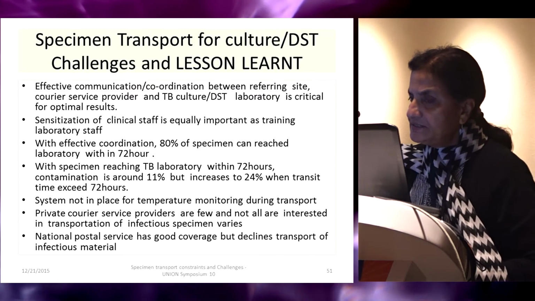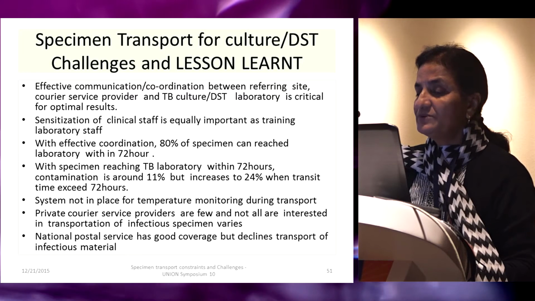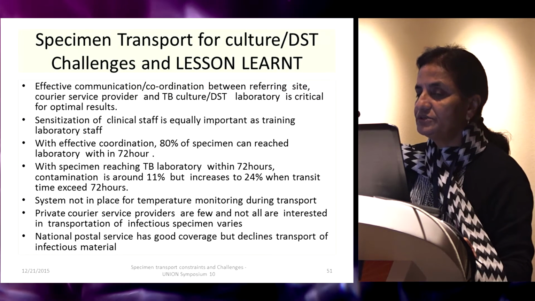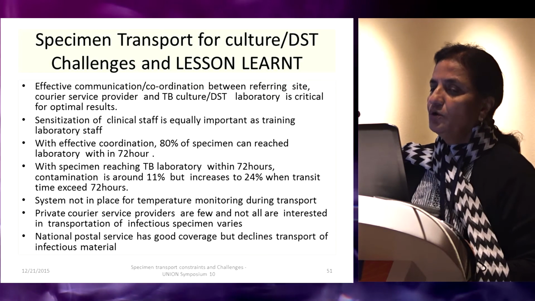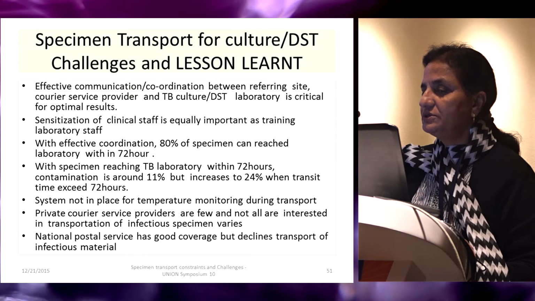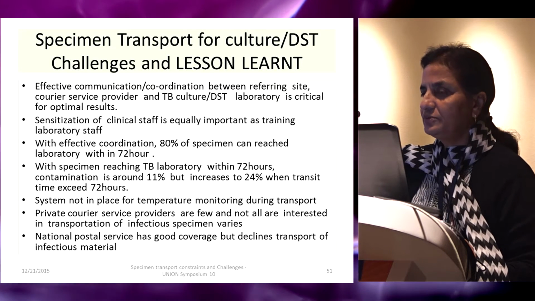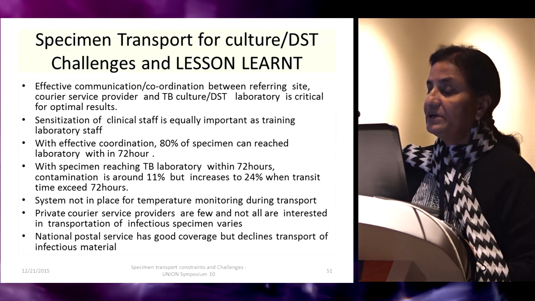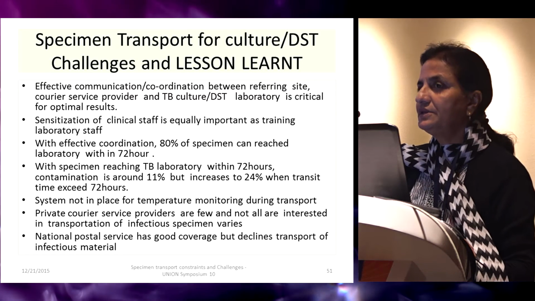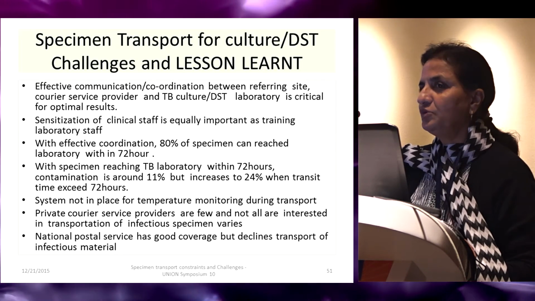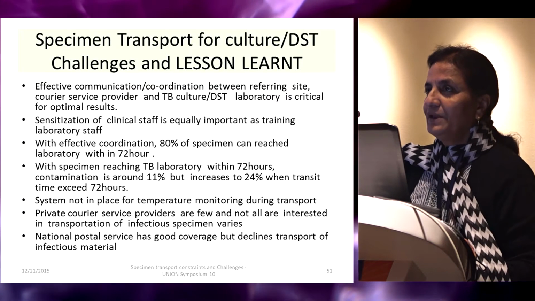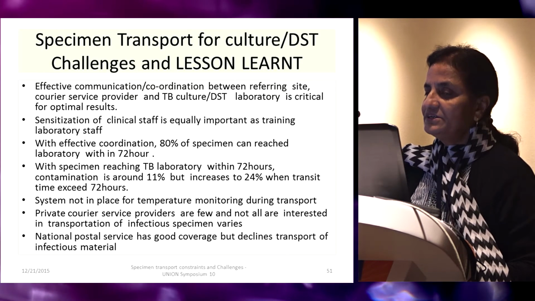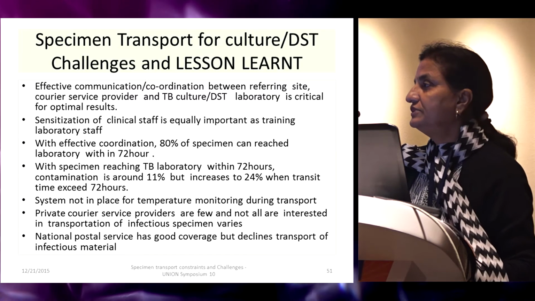So what are the challenges and lessons learned with regard to specimen transportation for culture and DST? You need to have very effective communication and coordination between the referring sites, the courier service provider, and the TB culture and DST laboratory, and without this, it will not be possible to have good results. Then sensitization of the clinical staff is equally important as training of the laboratory staff. Otherwise, the clinical staff will collect the specimen and keep it in the ward or in the hospital before transferring to the laboratory. And we saw that with effective coordination, 80% of the specimens can reach the laboratory within 72 hours.